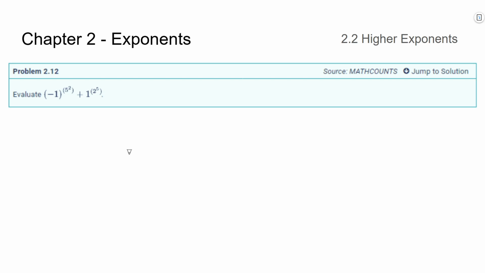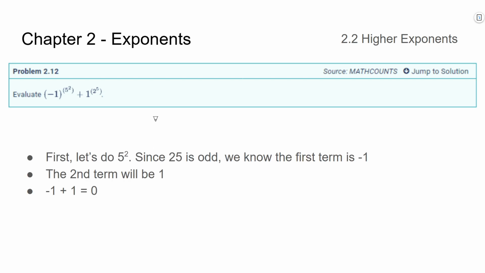All right, so now evaluate this one. Go ahead and give that a shot. So with our order of operations, we're going to want to evaluate our parentheses first. So let's go ahead and do this 5 squared. That 5 squared is going to be 25. And so that's going to be negative 1 to the 25th. Well, 25 is an odd number, and we know that's going to give us a negative number because that's an odd exponent. So the first term is going to end up being negative 1.